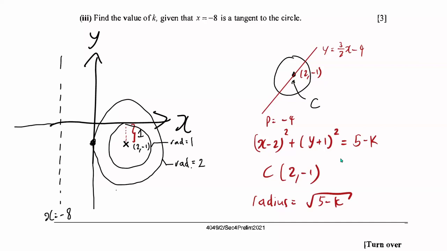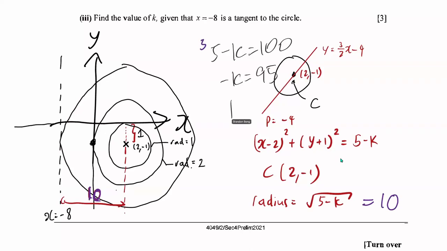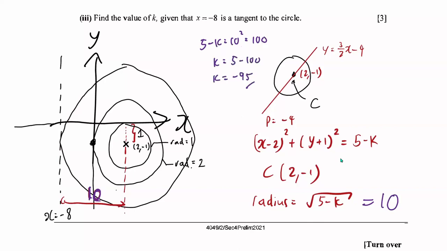Very good. Yes. So let me just quickly draw a sketch of the circle. Not very inaccurate. 5 minus k equals 10. Yeah, so over here from -8 all the way to 2, the distance is 10. So therefore radius must be, maybe I should use purple instead, equals 10. Then from there you solve for k. Yes, correct. 5 minus k equals 10 squared, 100. Then k equals -95. Very, very good.